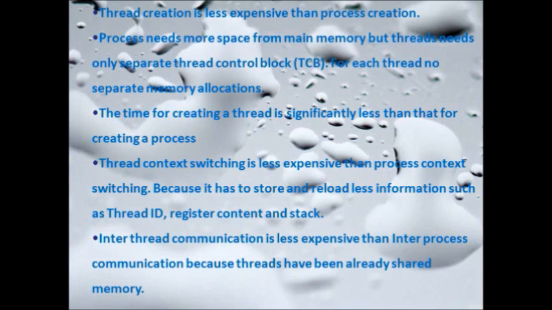Thread context switching is less expensive than process context switching because it has to store and reload less information such as thread ID, register content, and stack. Inter-thread communication is less expensive than inter-process communication because threads already share memory.